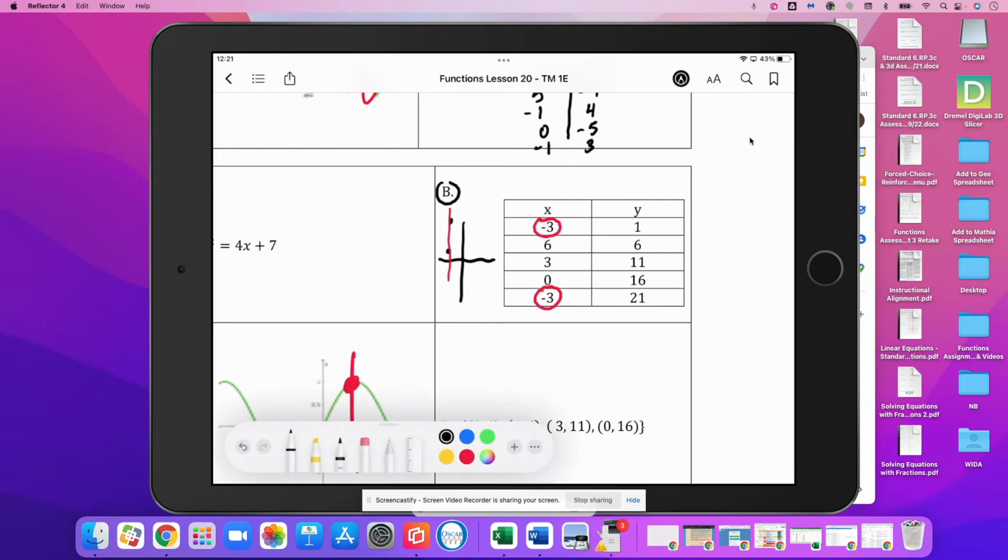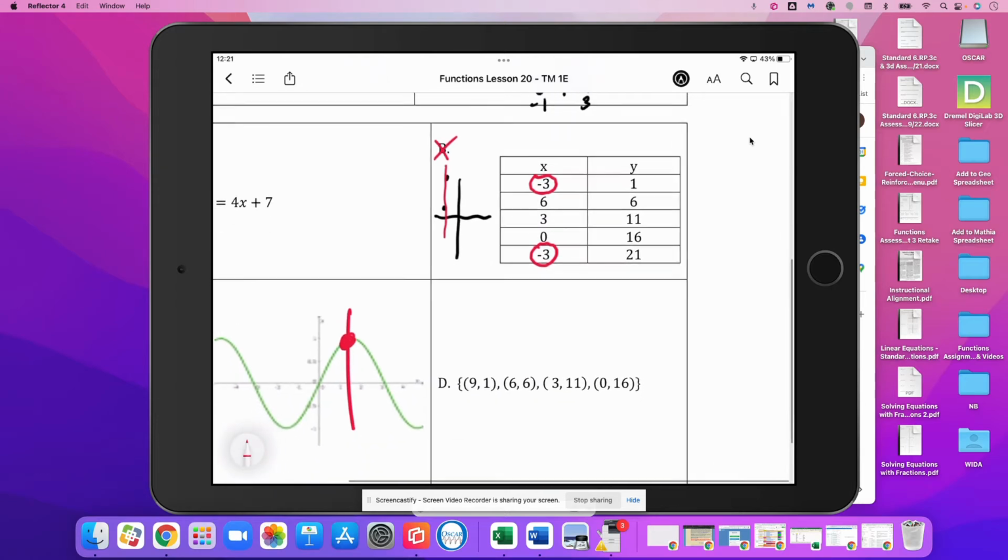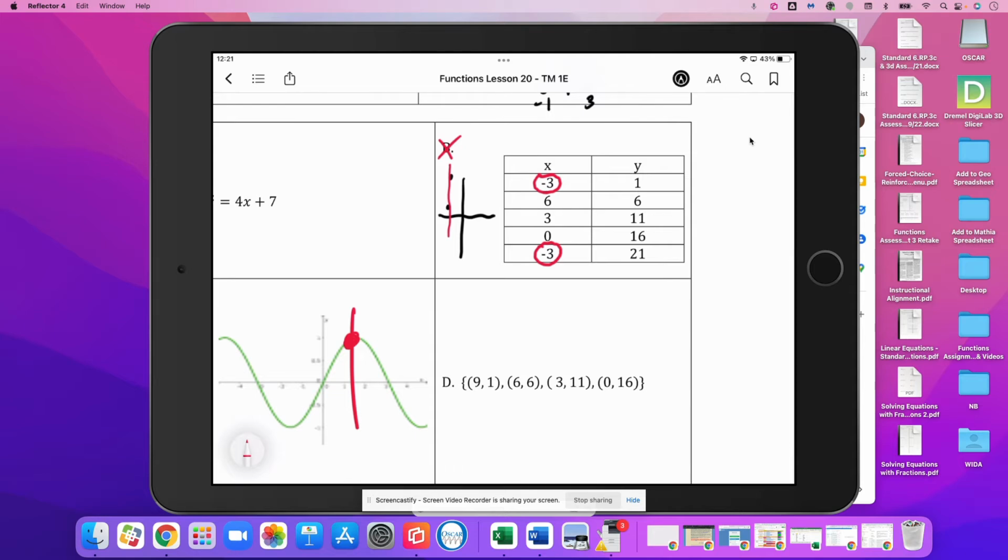Oops, I'm circling it when I should be crossing it out. Okay, let's look at the next one. We have a 9, a 6, and again, I'm just looking at the x values to start with. 9, 6, 3, and 0. No repeats in our x values, so yes, that's a function.